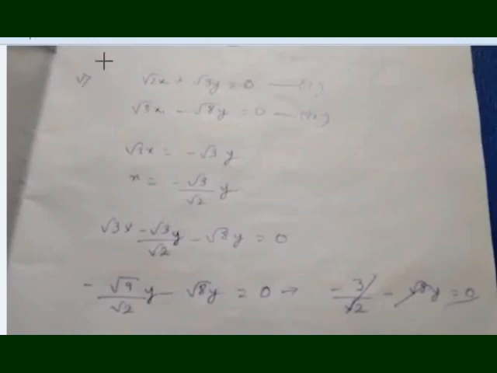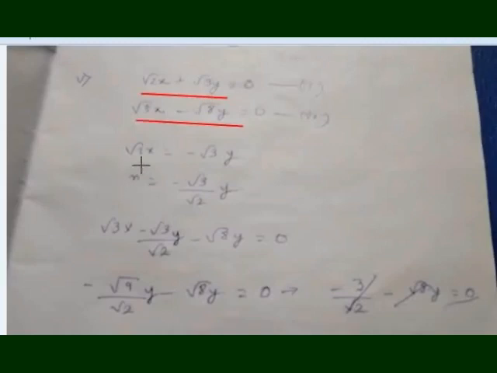So in question number 5, it is root 2x plus root 3y is equal to 0, this is equation number 1, and root 3x minus root 8y is equal to 0 is equation number 2. From equation number 1, we are shifting this root 3y to the right hand side. We want to get the value of x in terms of y. So root 2x is equal to minus root 3y, because if root 3y is shifted to the right hand side, it will become negative.